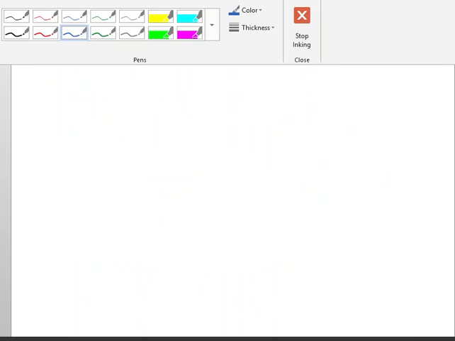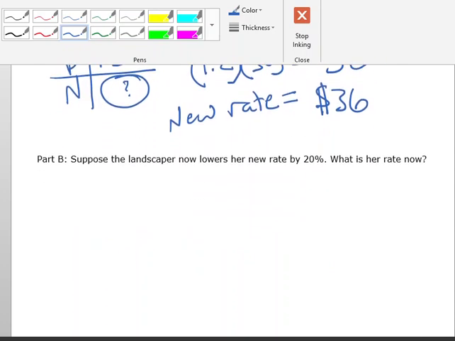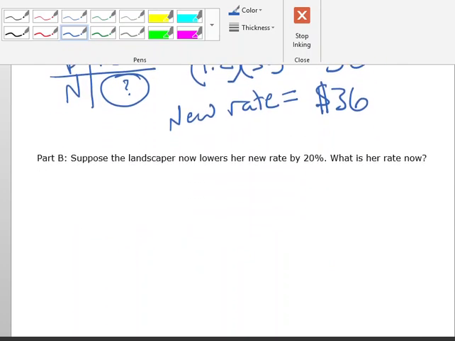And it says here, oh, sorry, part B, suppose the landscaper now lowers her new rate by 20%. What is her rate now? And so what you might be thinking is, well, Miss Syed, if she raised it by 20% and landed on 36, then that means when she lowers it by 20%, she's going to get 30 again. Not true, okay? Because different numbers have different sort of representations of the same percent, okay?